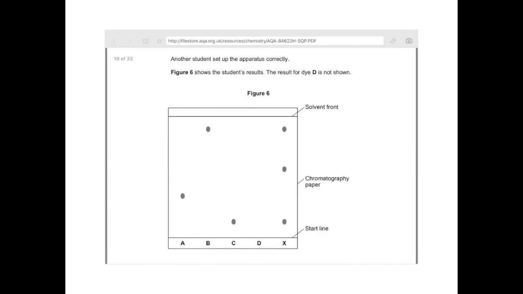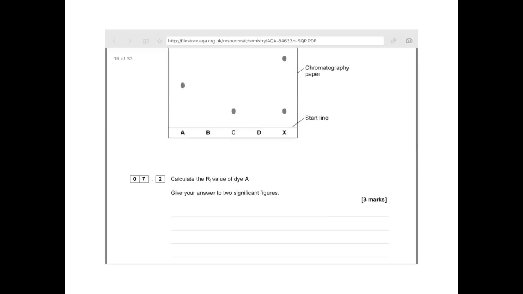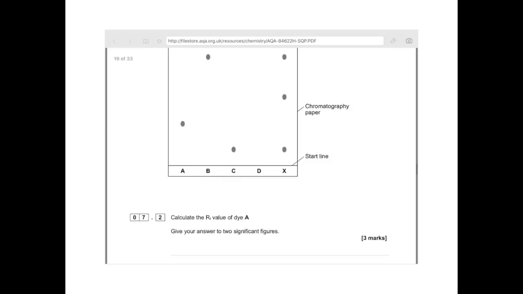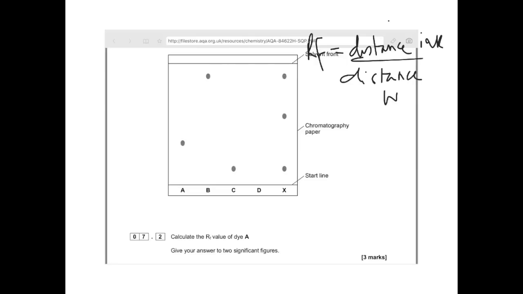Another student set up the apparatus correctly. Figure 6 shows the student's results. The result for dye D is not shown. Calculate the RF value of dye A. Give your answer to 2 significant figures. First of all, it's important that you know the equation for the RF value. Remember, RF equals distance moved by ink divided by distance moved by solvent or water.